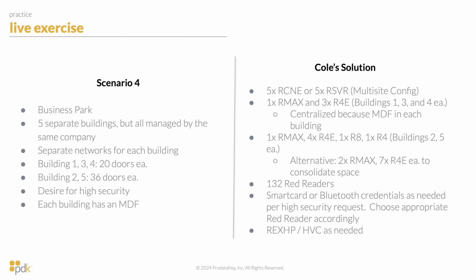Now we're jumping into the big guns here. We're going straight to the Red Max. We're not playing around. So buildings 1, 3, and 4, 20 doors. The Red Max is capable up to 24, so we fall well within the range of what the Red Max was designed for. So I did 1 Red Max and 3 R4Es, because if you remember, the Red Max only comes with 8 doors of control from the factory, so we need to add an additional 12, which means we need 3 R4s.